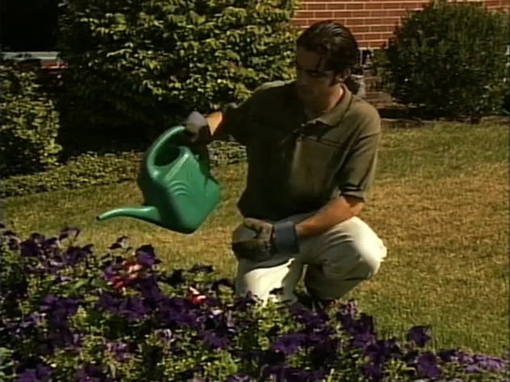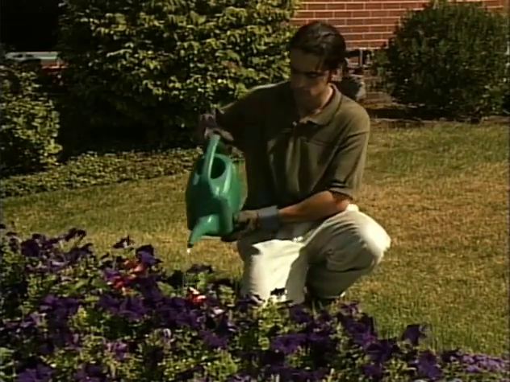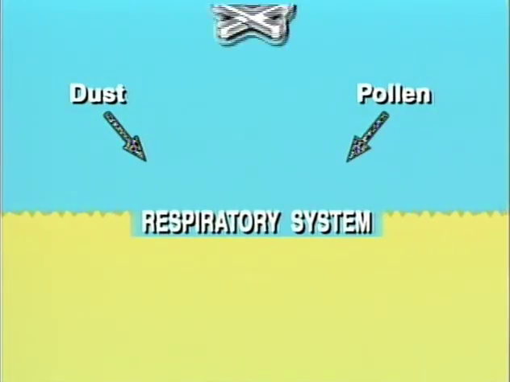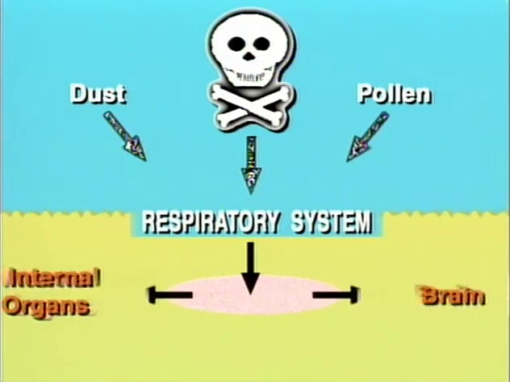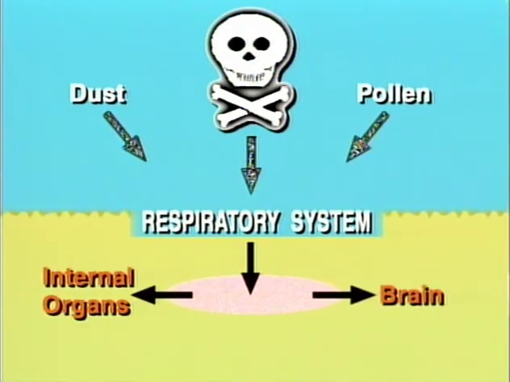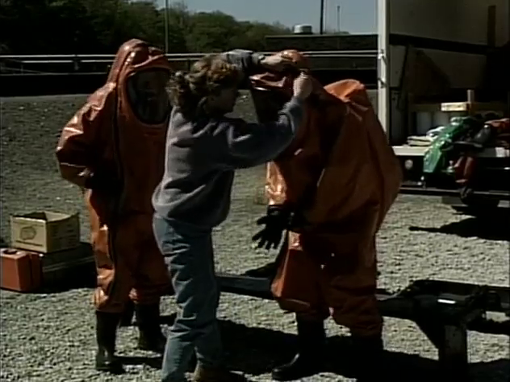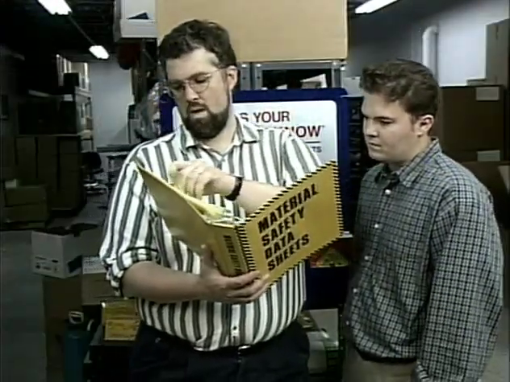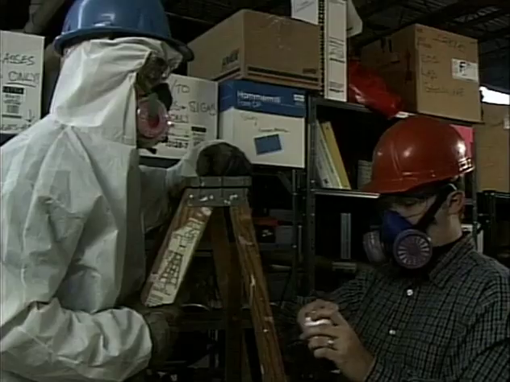Your respiratory system is an effective defense against normal hazards such as house dust and pollen. But more dangerous substances, like poisonous gases and vapors, can sometimes sneak by this defense system, potentially damaging your internal organs or even your brain. When you work around respiratory hazards, you need to be combat ready. This means being aware of potential problems, reading the applicable material safety data sheets and container labels, and following all safety procedures.